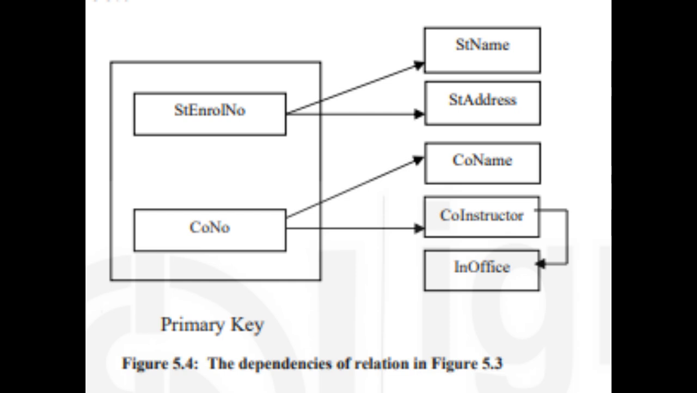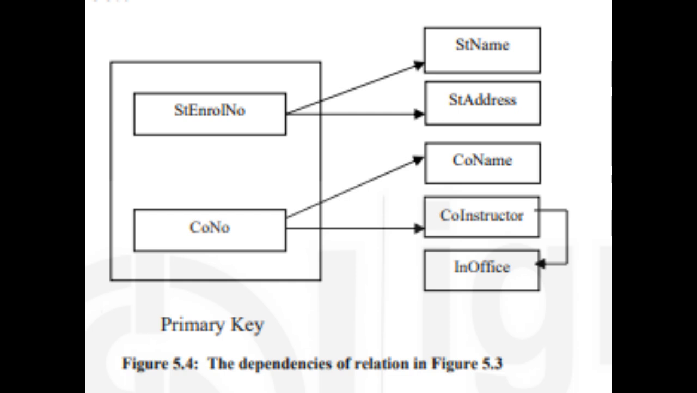To answer the questions, let us try to articulate dependence of data within a relation with the help of the following Figure 5.4. Look at the screen. Figure 5.4: The dependencies of relation in Figure 5.3. In Figure 5.4, an arrow shows dependence of data attributes. For example, you may notice that two arrows, links, are originating from the attribute student enrollment number, sent enroll no. One of these links is to the student name attribute, sent name, and the second link to student address, sent address.